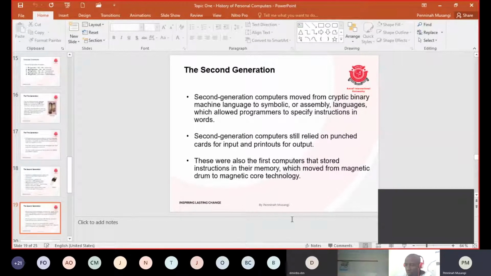Also, second generation computers used punched cards like the first generation for input, and printouts the same for output. So that part did not improve. They still relied on punched cards and printouts. This is the first time computers could store instructions in their memory. And for memory, they moved from using magnetic drums to magnetic core technology. So initially they were using magnetic drums, but in the second generation, magnetic core technology came into use.